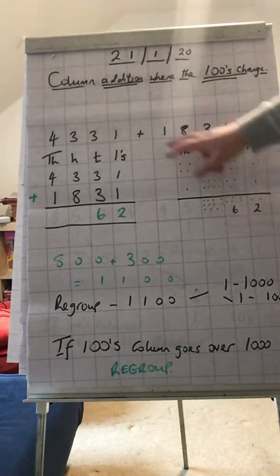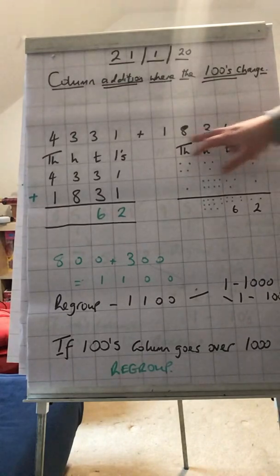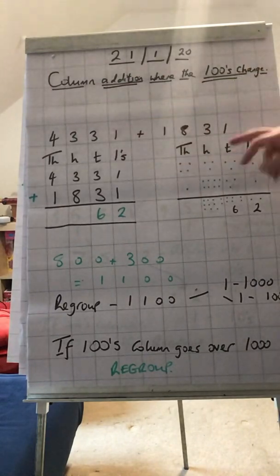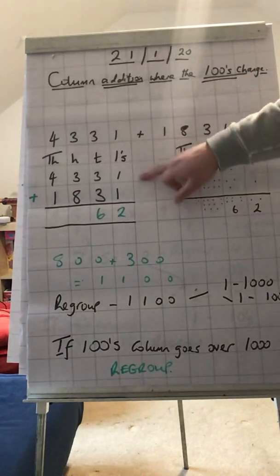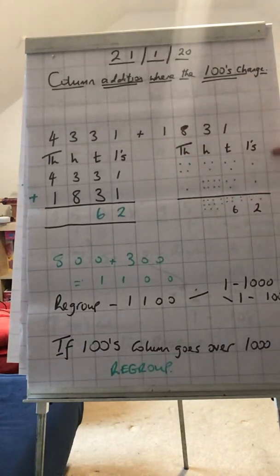Okay, so there's the horizontal sum, 4,331 add 1,831. We rewrite it in two ways. First with the numbers in the column addition sum, then using our visual dots so that we can look at the visual representation of what these numbers represent. Okay, let's go to the visual side.